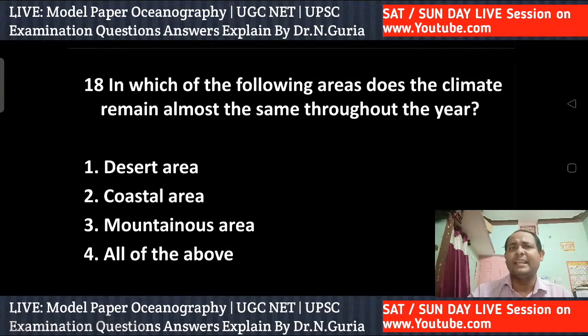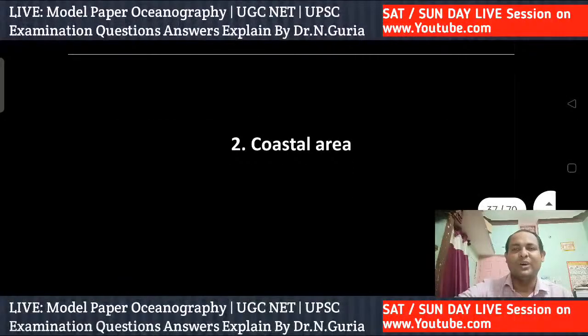Basically in this question, in the coastal area during the night, hot air above the sea rises and cool air from the land goes towards the sea. So definitely the answer is 2, the coastal area is the correct answer.